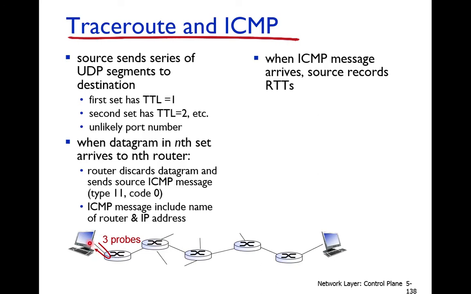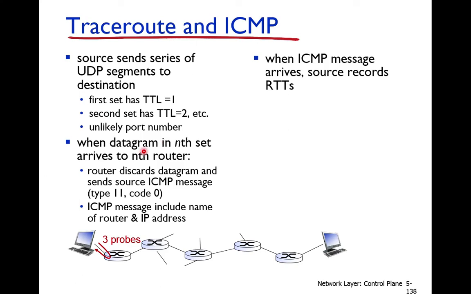Similarly, the source machine will send the third packet with the TTL equal to 3. When the message is sent with the TTL equal to 3, this message will be discarded here. When the third message is discarded here, it will generate an ICMP message, and the source address will be of this router. So the sending machine comes to know about the third router. Similarly for the fourth message, for the fifth message, until the destination. So this is basically how it is used.